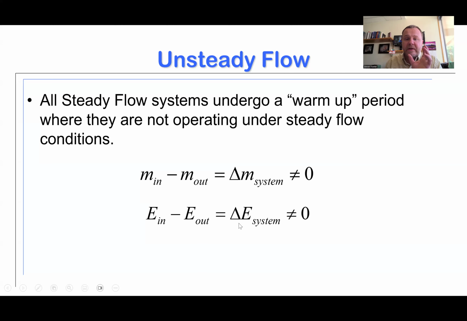Basically, what that means is the energy of the system for a period of time is changing. It's cooling down. That cold water flowing through is going to cool the garden hose itself, the system, down to a lower energy state. So there's a period of time where delta E system is going to be non-zero. There's either a warm up or a cool down period for all devices. If they're not at steady flow, they're going to be unsteady flow. A lot of times we say it's a warm up period, where I'm trying to warm it up or fill it up to a point where it can operate at steady flow, or maybe I'm cooling it down to get it down to a point of equilibrium.